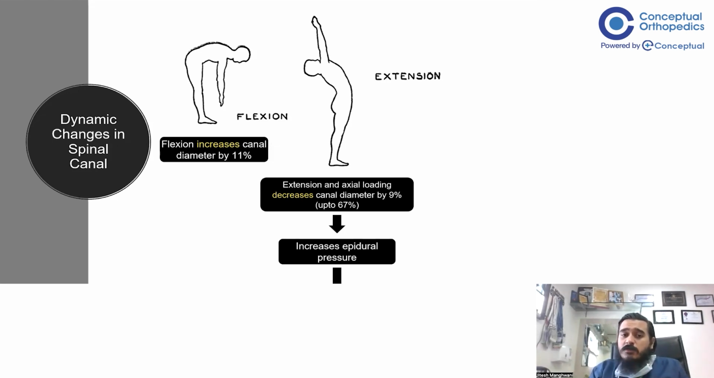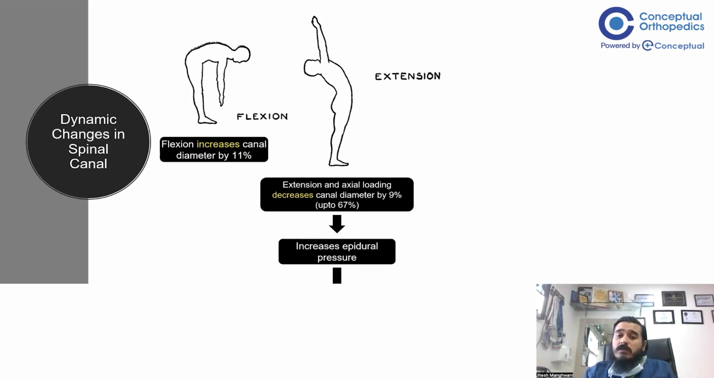As in the first image you are seeing, whenever we do flexion, the forward bending, the canal diameter would increase by 11%. However, with the extension or the axial loading, the canal diameter decreases by 9% and can go as high as a 67% reduction in the canal size. So this change with respect to the position of the body also adds to the compression.